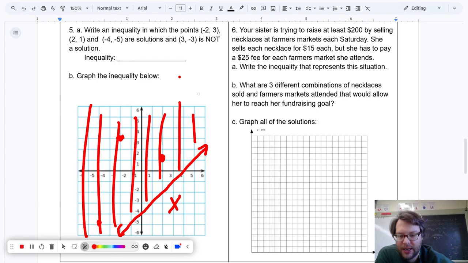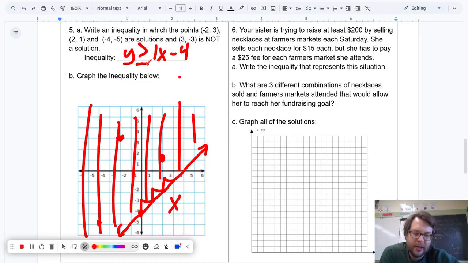The boundary line that I drew is y equals 1x minus 4, because I have a slope of up 1 over 1, and I have a y-intercept of -4. I shaded above the line, and I drew a solid line. Above the line is why I wrote greater than, and solid line is why I wrote greater than or equal to.